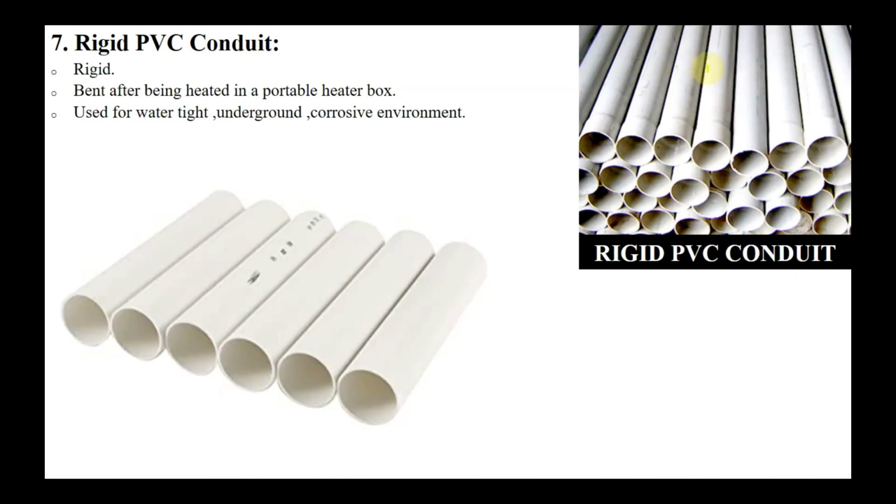Seventh and the last type is rigid PVC conduit. So basically this type of conduit is very rigid. It bends after being heated with a portable heating box and is used for watertight underground and corrosive environments. So basically PVC conduit, most commonly it is used for underground.